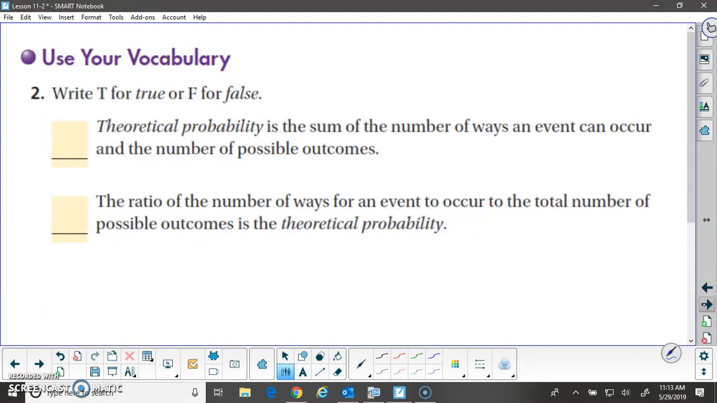So some vocabulary, we're saying true or false in this. It says theoretic probability is the sum of the number of ways an event can occur and the number of possible outcomes. This would be a false statement. A true statement would be: the ratio of the number of ways for an event to occur to the total number of possible outcomes is the theoretic probability.